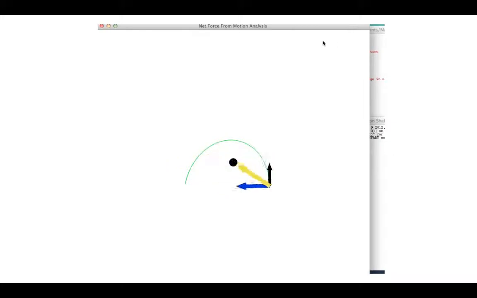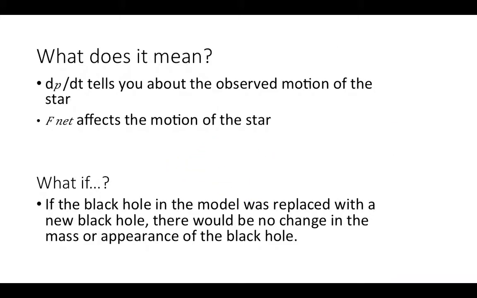What does it mean? F net and dp over dt are often interchanged, but they actually have different meanings. F net affects the motion of the star, while dp over dt tells you about the motion of the star observed. dp over dt is relevant in this lab because we want to make observations and learn about the net force from this. We are using the parallel and perpendicular components of motion, so we want to use dp over dt parallel and perpendicular.